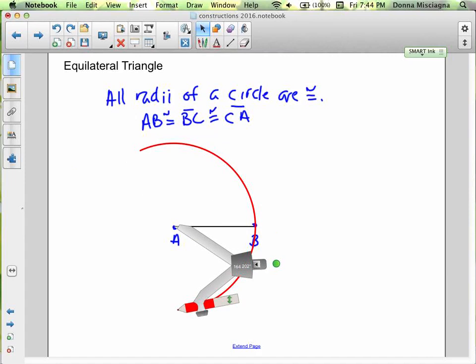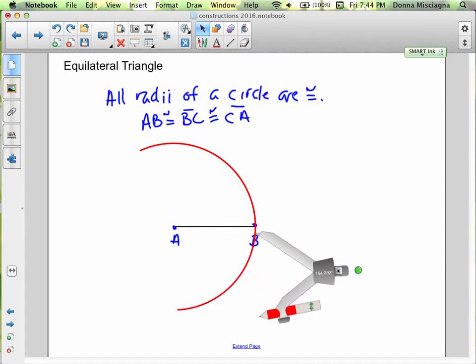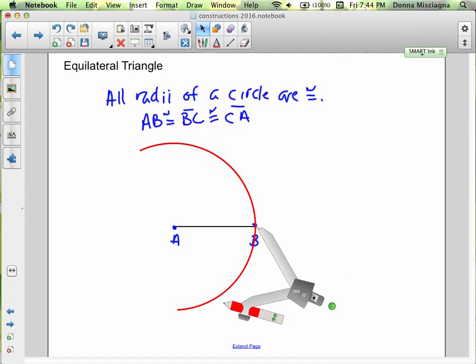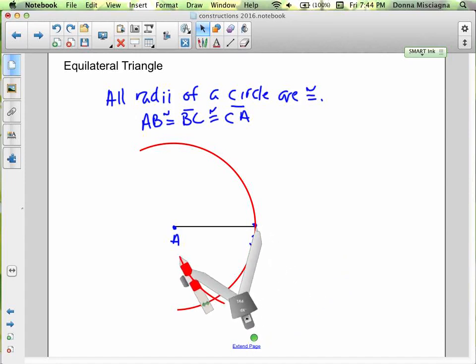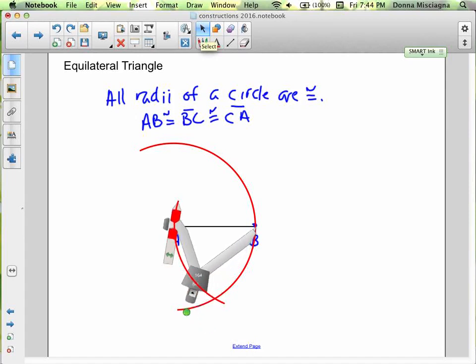All right, so now I don't change my compass in any way. I just move it over, and I put it on point B. And we do the very same thing. And this time, it's going to go through point A. So I have to make sure, oops, go on, compass. I go through point A.